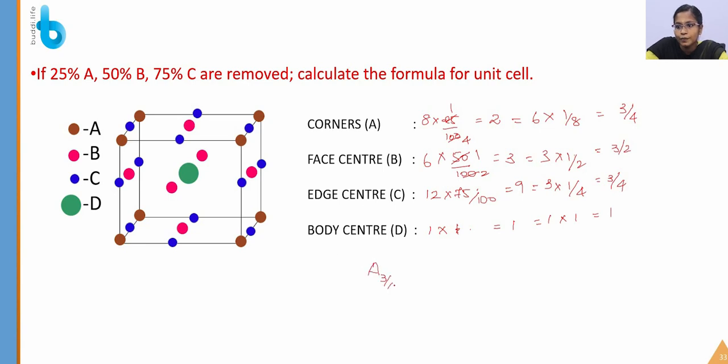A 3 by 4, B 3 by 2, C 3 by 4 and D 1. So the unit cell's formula cannot be in a fraction. So for that we are going to multiply with the highest denominator. So we are going to multiply with 4. Okay. 3 by 2 into 4, then 3 by 4 into 4 and D into 4. Okay. Now what will be the answer? A3, B6, C3 and D4. So this is the formula for unit cell in this case.